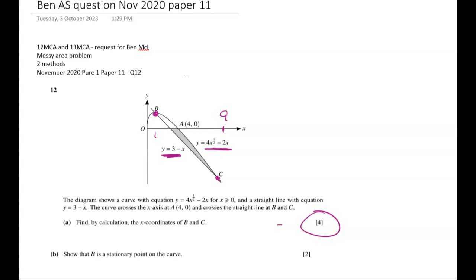And then we have to show that B is also a stationary point on the curve. So B is this point here. We do that by finding the derivative of this and showing that when x is equal to 1, dy by dx is 0. So I was going to go right through those, but I think this is going to get long enough anyway. So the more interesting part is that we have to find the area of that shaded region.